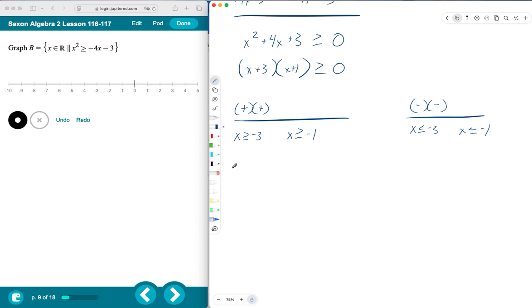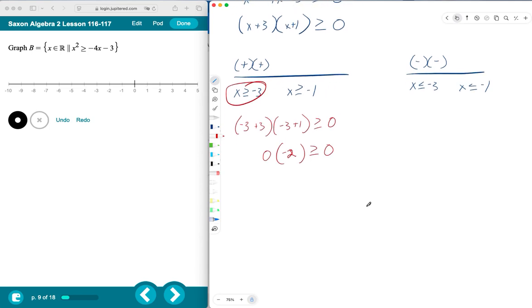We go back to our original equation. If x is greater than or equal to negative 3, we have the or equal to, so we don't have to think about it. We can just use the equal to. Negative 3 plus 3, negative 3 plus 1, greater than or equal to 0. So that would be 0 times negative 2. Okay, so this one would be true because 0 times negative 2 is 0, and that's equal to 0.